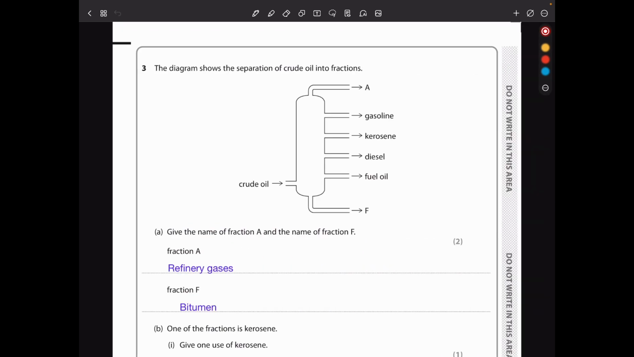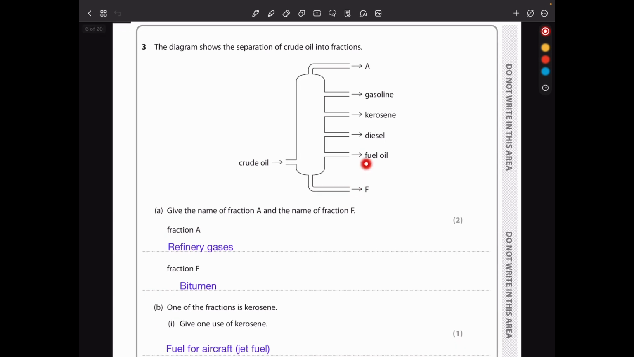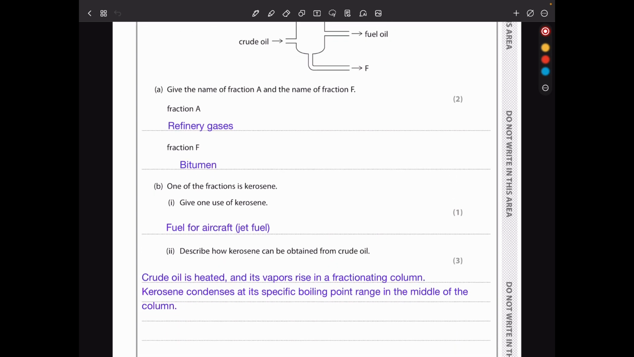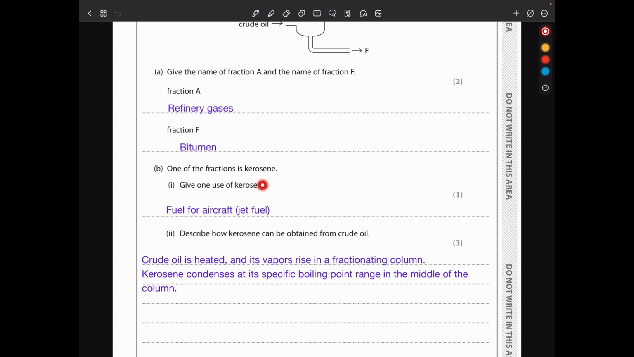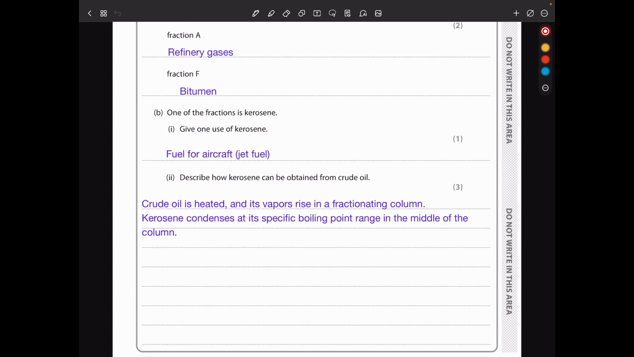Then question 3, the diagram shows the separation of crude oil into fractions. We can see the different fractions. They say give the name of fraction A and the name of fraction F. This is refinery gases, about carbon 1 to carbon 4, and this is bitumen. Then they say one of the fractions is kerosene. Give one use of kerosene. It's used as fuel in aircraft.